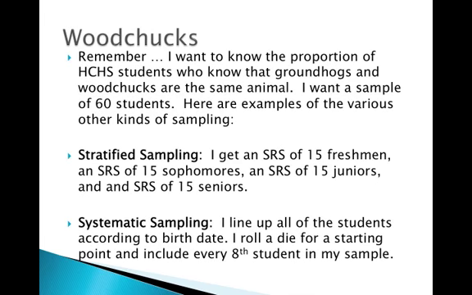Okay, so back to our woodchucks. Remember, I want to know the proportion of HCHS students who know that groundhogs and woodchucks are the same animal. I want a sample of 60 students. Here are examples of the various kinds of sampling. For stratified sampling, I get a simple random sample of 15 freshmen, 15 sophomores, 15 juniors, and 15 seniors. I divide them into their groups by classification before I do my simple random sampling. If I was going to use the hat method, I'd have 4 different hats: a freshman hat, a sophomore hat, a junior hat, and a senior hat. And I would draw 15 people out of each hat.